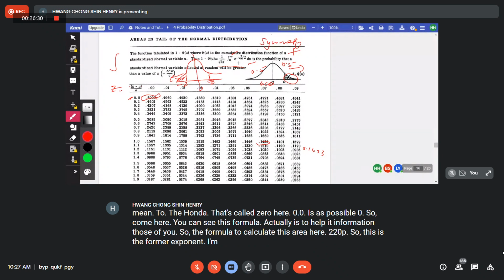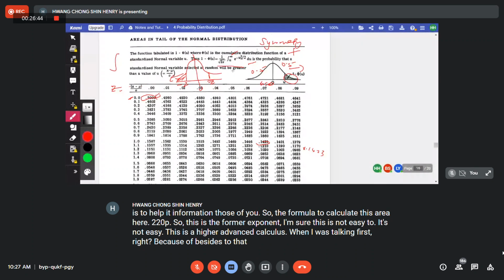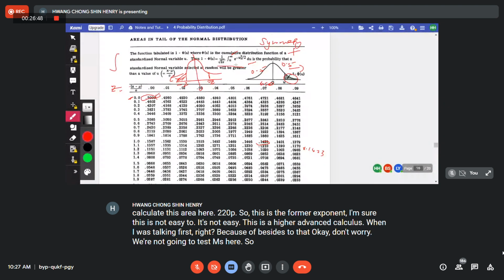I'm not sure how many of you learned exponents, about power of this. It's not easy to integrate. This is higher, advanced calculus. You know what's called calculus, right? Those of you science students. Okay, don't worry. We're not going to test maths here. So those who want to try, you can try, but it's definitely not easy.